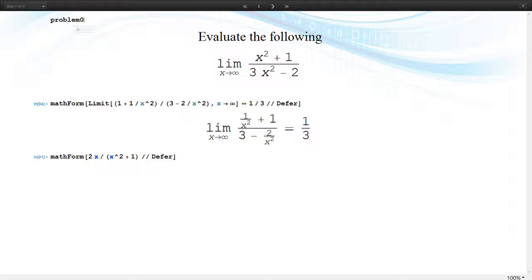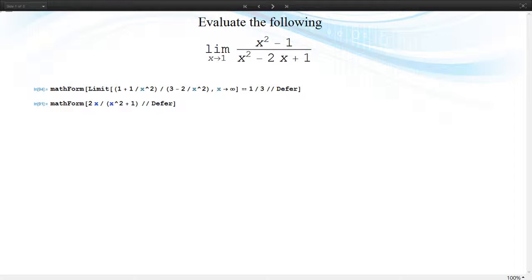Let's see our next problem. Problem 6. We want to evaluate the following. The limit as x goes to 1 of x squared minus 1 over x squared minus 2x plus 1. So the first thing that we need to do here is we're going to have to factor the numerator and the denominator. So the numerator factors as x plus 1 times x minus 1.